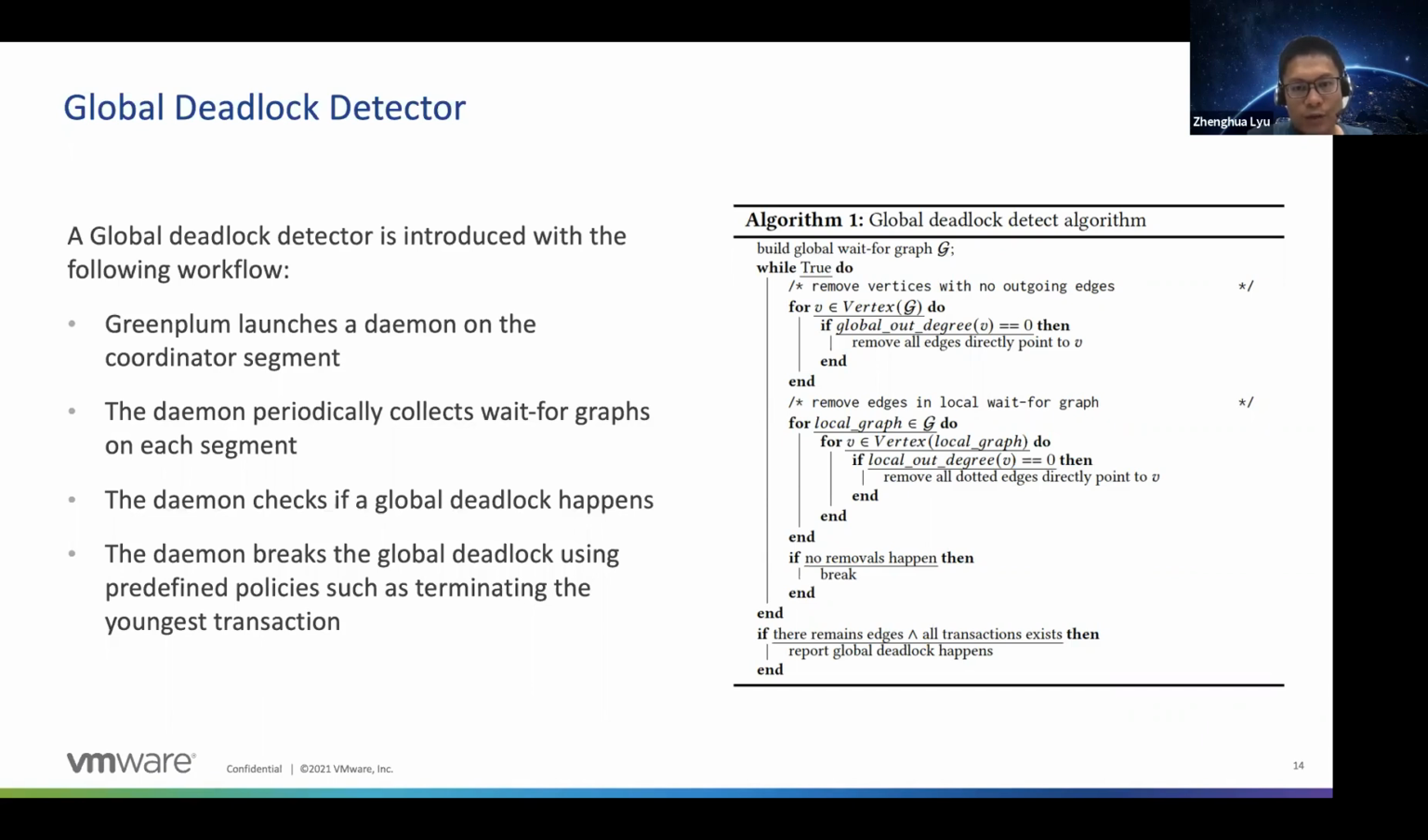Once we find that no edges can be removed from the global wait-for graph, let's see if there are any vertices left. If so, there is a global deadlock. Before the final decision, we have to check to make sure that all the vertices representing the transactions still exist in the system.